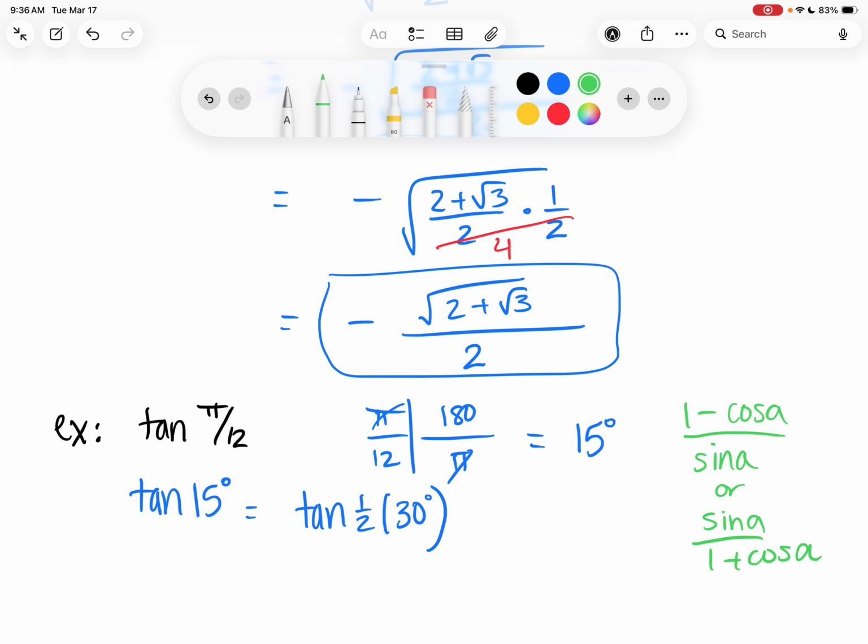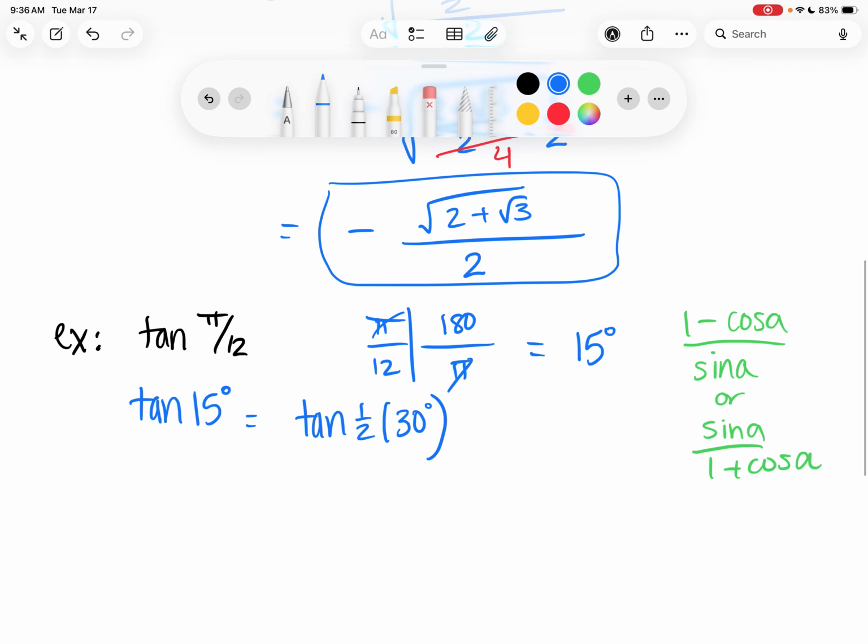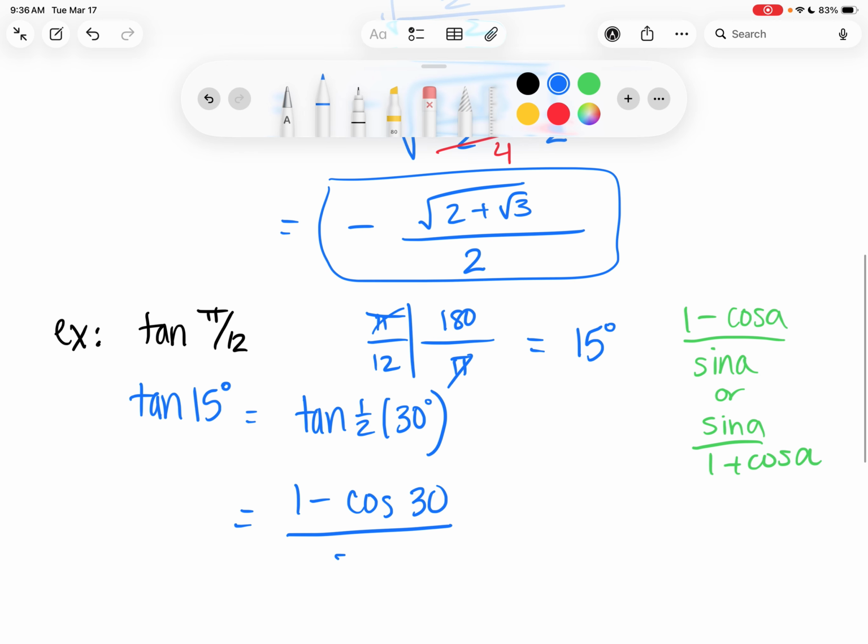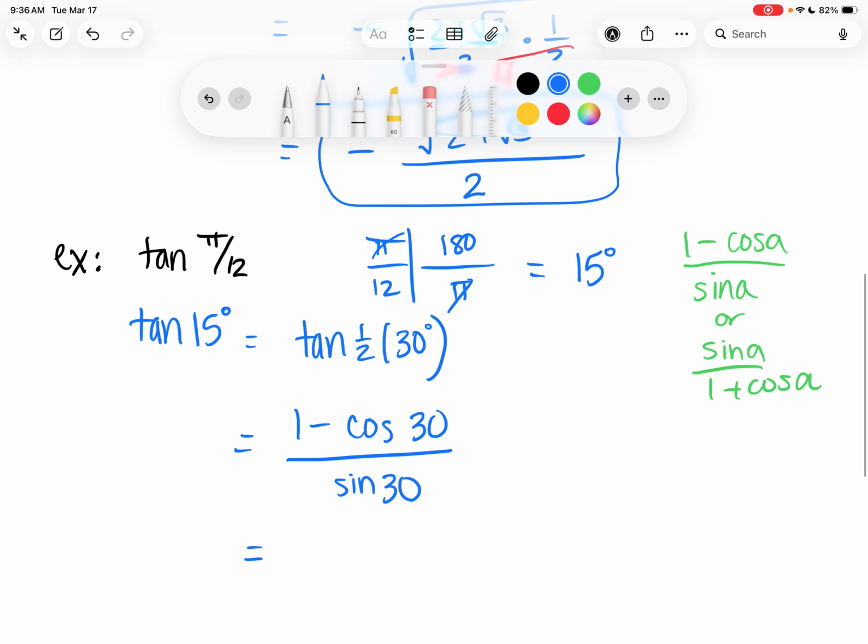But it really doesn't matter. You can use either one. But I'm going to use the top one for right now. Again, just a preference thing for you. So we've got 1 minus the cosine of 30 over the sine of 30. So mathematically for these ones, tangent's actually easier, unlike the other ones that we've been doing. Tangent was harder. Tangent's easier on these ones. So 1 minus, what's the cosine of 30?